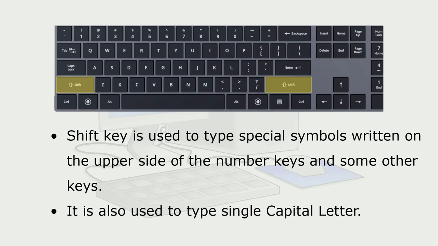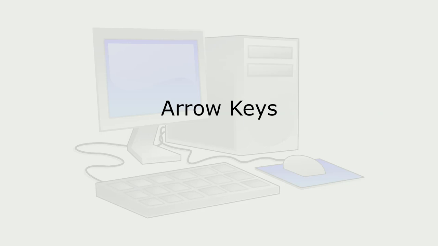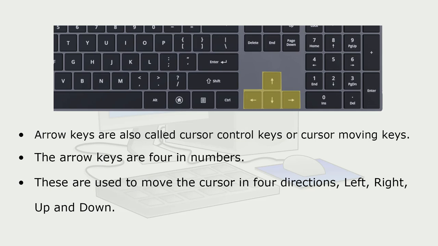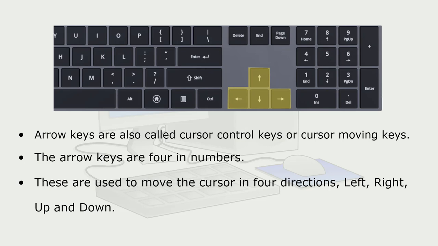Arrow keys. Arrow keys are also called cursor control keys or cursor moving keys. The arrow keys are 4 in number. These are used to move the cursor in 4 directions: left, right, up, and down.